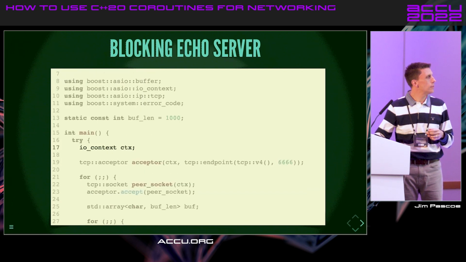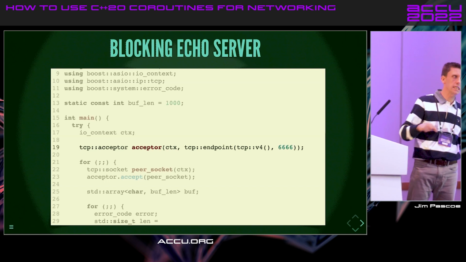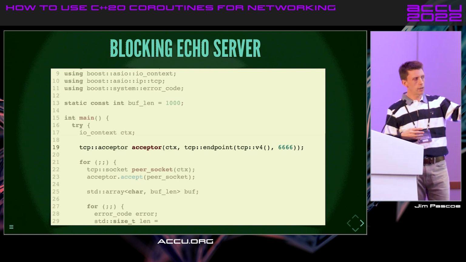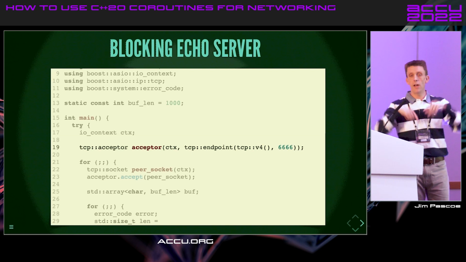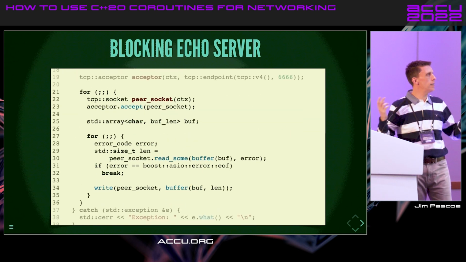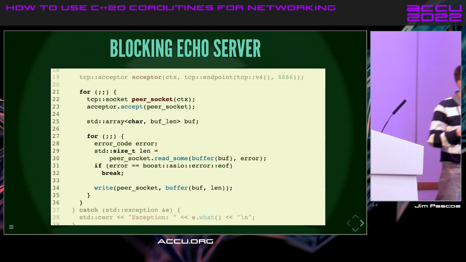If I start looking at this, we're going to call the acceptor. What this is doing is saying accept a connection on port 6666 from any interface. So the TCP v4, where I'm just constructing it with empty parentheses, is basically saying just listen on any interface. And then I'm going to go into this loop. It's an infinite for loop. I've got a socket. I'm going to wait to accept a connection on my socket. And then I'm going to read some data from the socket. I'm going to check to see if I've had an error.